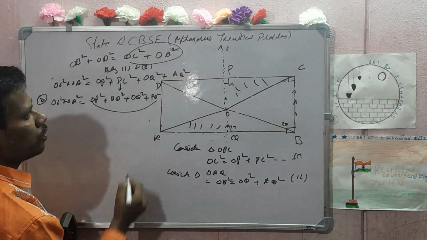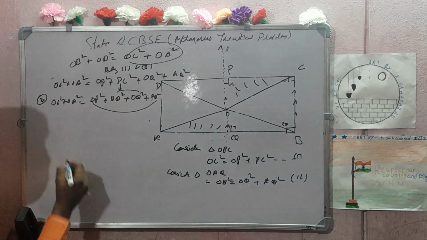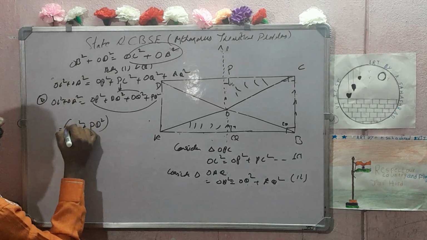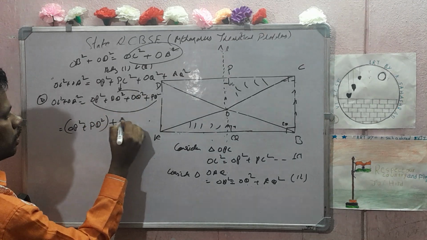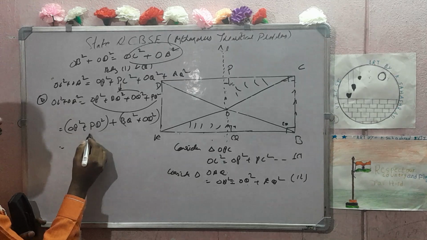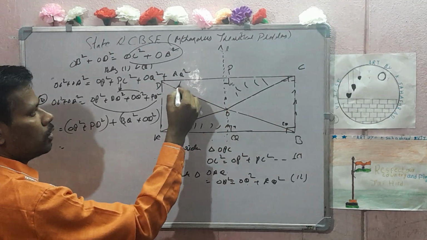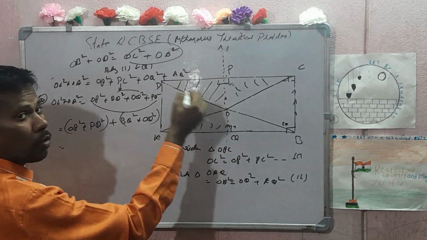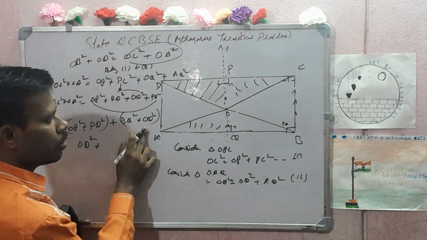Now club these two and club these two. OP square plus PD square, plus BQ square plus OQ square. Now OP square plus PD square, what can you say about this? This is a right angle triangle, right? OP square plus PD square is nothing but OD square, plus BQ square plus OQ square.